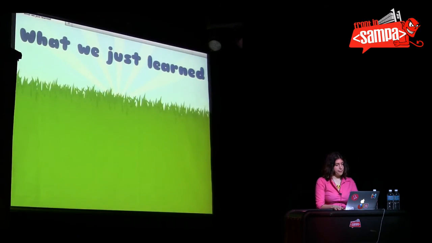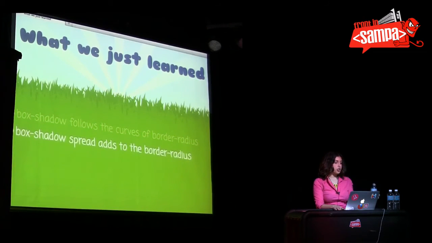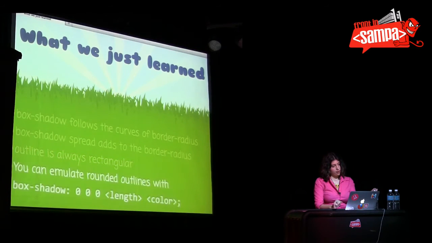So to recap, box shadow follows the curves of border radius. Box shadow spread adds to border radius, which means if it's negative, it subtracts from the border radius. Outlines are always rectangular, and you can emulate rounded outlines with box shadow that has 0 offsets and 0 blur and a positive spread radius.